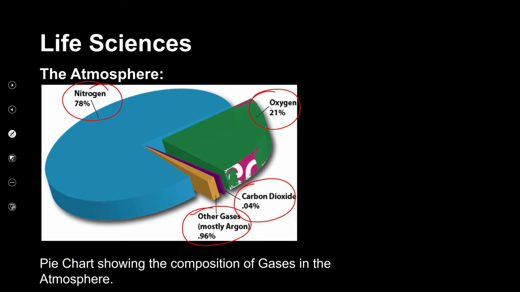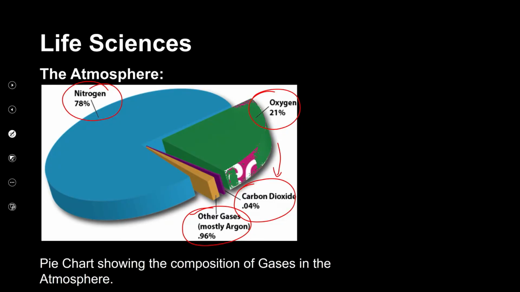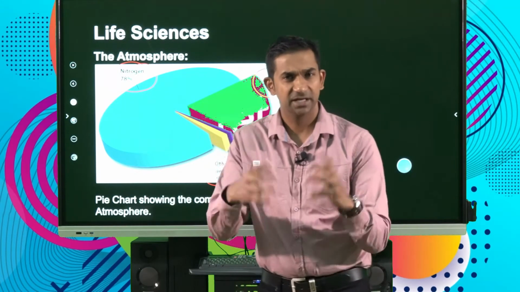So guys, the atmosphere is made up of different gases, and these gases are crucial to us being able to survive on Earth. And we know that through human activity, there's a concern around the level of carbon dioxide increasing. And so that's something that we will unpack in another lesson.